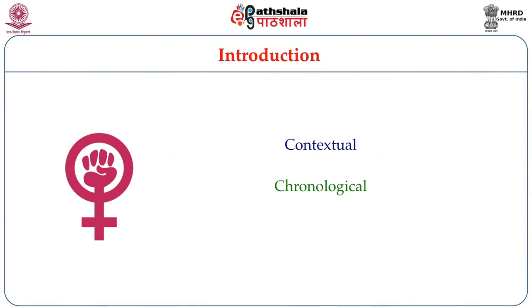The movement has been classified into three phases, the first, second and the third phase, and an in-between phase linking the first and the second phase. It is important to note that the classification of the phases is by no means a unilinear evolutionary trail which presupposes a gradual proliferation of feminist consciousness, and also that one phase is qualitatively superior to the other. It is rather based on a contextual, chronological and thematic principle.